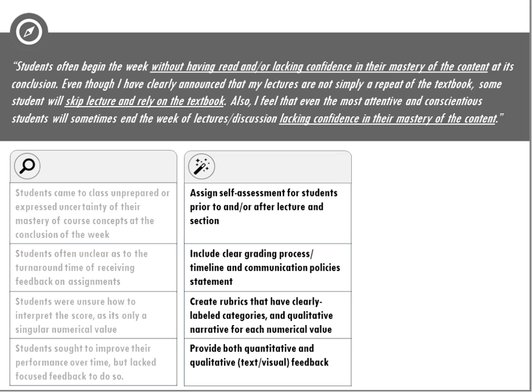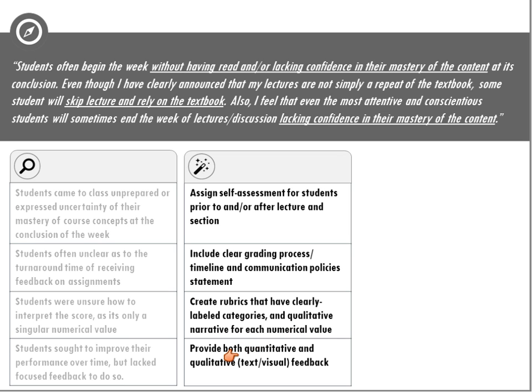What if we had self-assessment for students prior to and after the lecture section? Again, students coming into the week and students leaving that week with some sort of assessment that they can take to gauge themselves. What if we were to include a clear grading process of turnaround times, timeline, and communication policies? Again, we talked about this before, you know, rubrics, right, that have clearly labeled categories and include the qualitative narrative for each of the numerical values. And these rubrics, again, will be presented before the students embark upon the assignment, are used to score, and are the actual thing that students look at to look at their feedback.